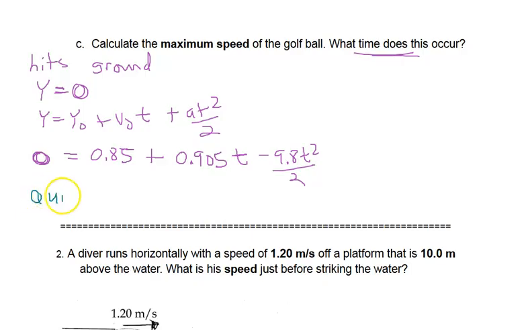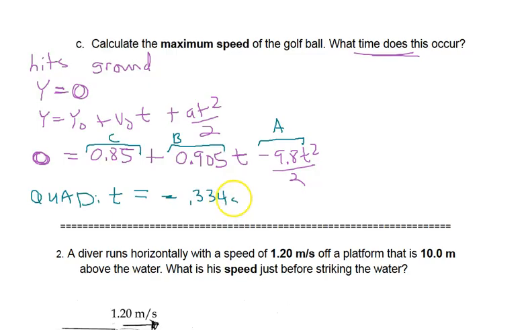Okay, and then let's get out our calculators, do the quadratic. A is negative 9.8 over 2, B is 0.905, C is 0.85. And you get a time of negative 0.334 seconds and positive 0.519 seconds.